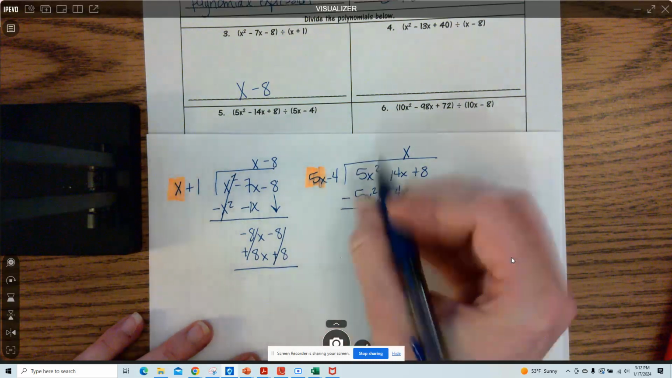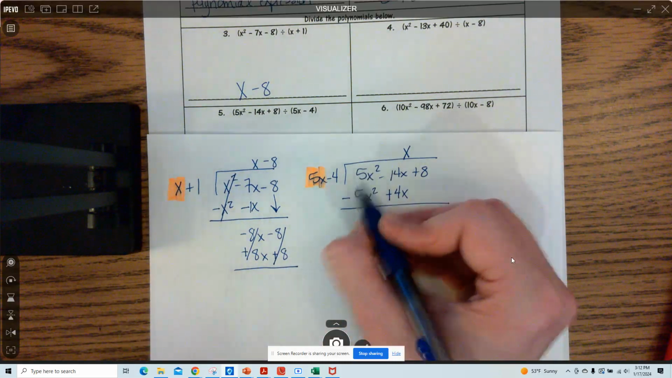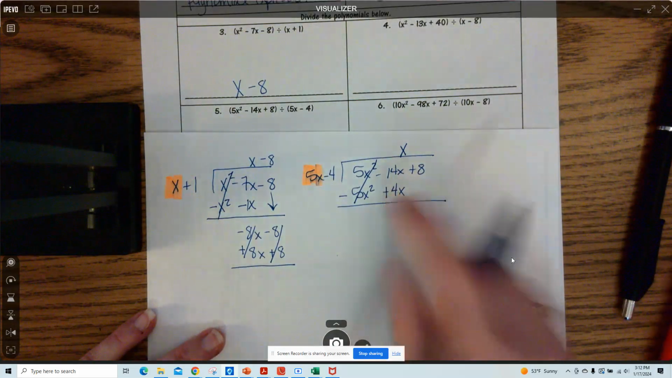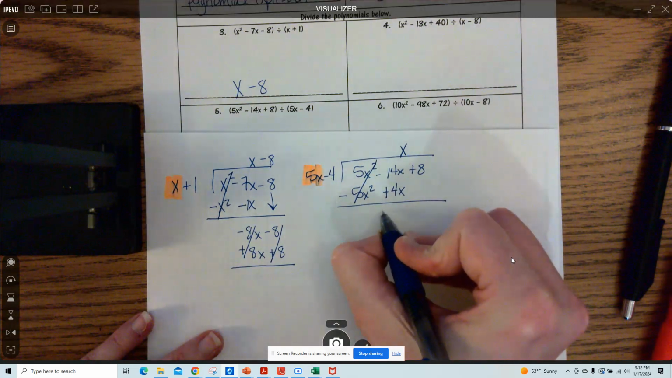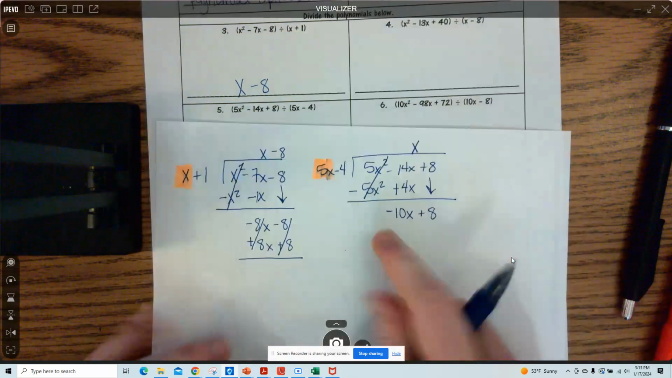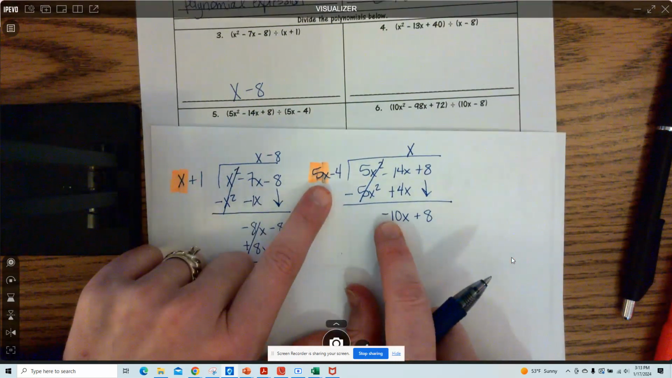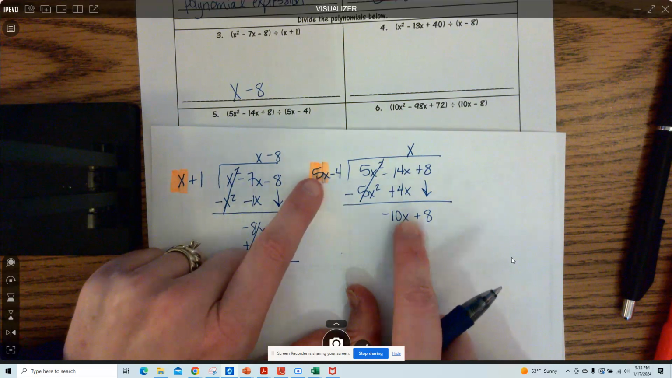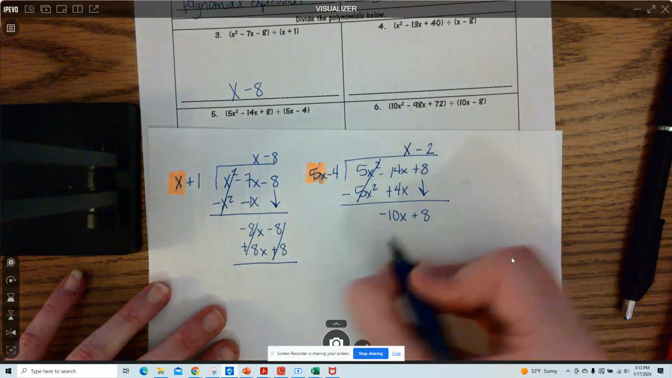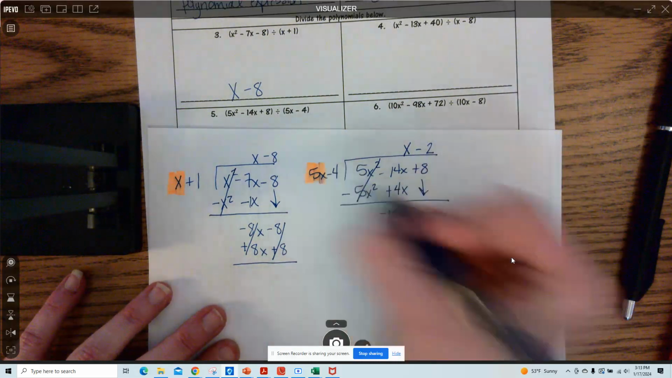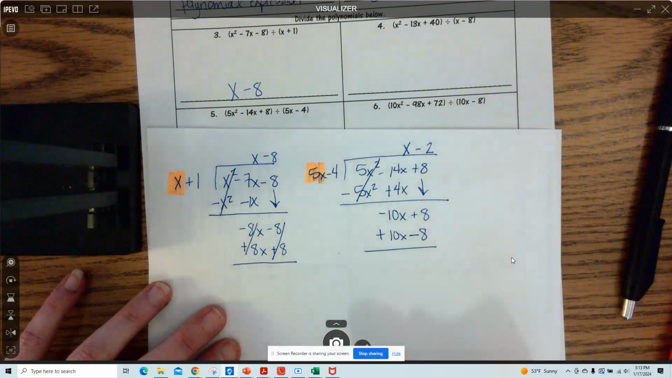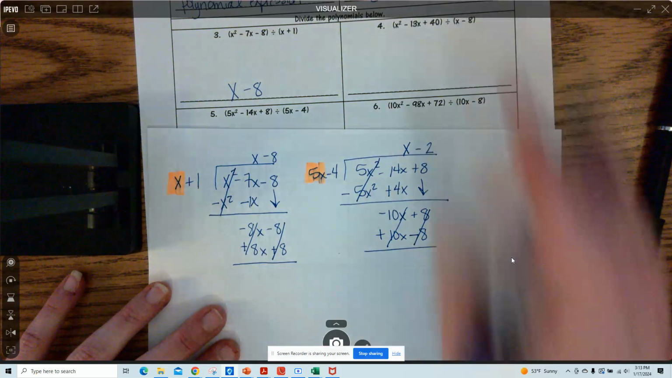Subtract by changing signs. These first two should always cancel. They should always be opposites. So those cancel. And then -14 and a +4 gives me -10x. And then I bring the 8 down. 5x goes into -10x. So I don't need another x, but 5 times -2, so -2 would give me that -10. Okay, and then -2 times -4 is a +8. Subtract by changing signs. Everything cancels.